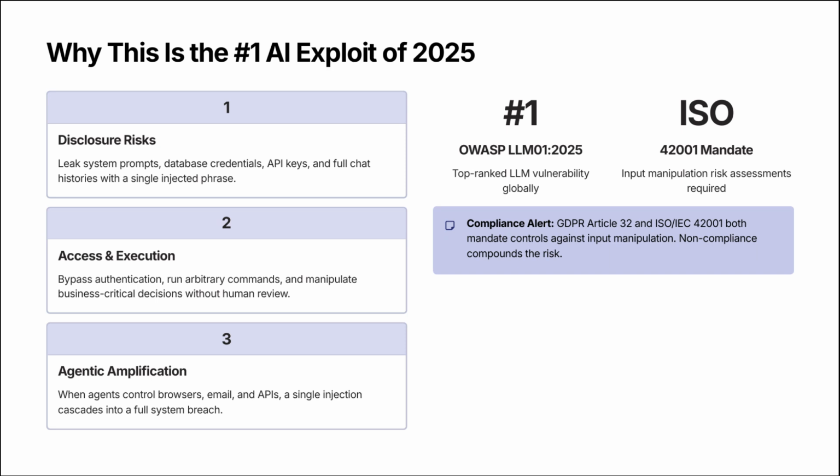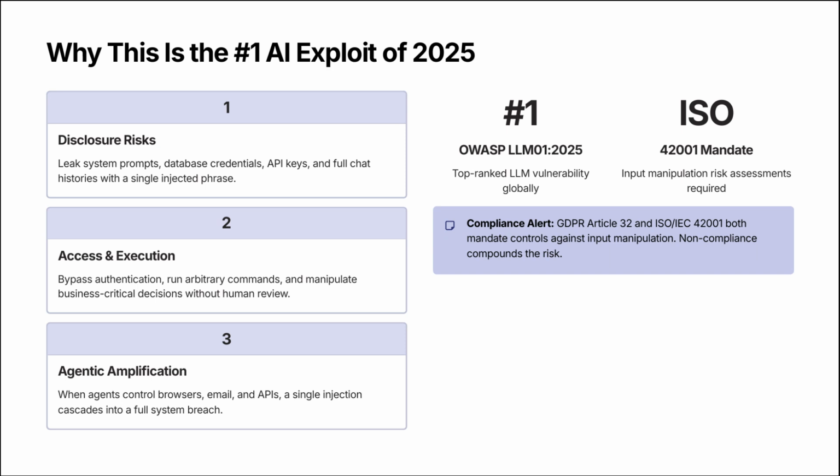That means an attacker may not need to break into infrastructure directly if the model is willing to reveal what it already knows. Second, this is not just about leaking information. It can also enable access and execution. If the model is connected to tools or workflows, prompt injection can bypass intended restrictions, trigger commands, and influence business-critical actions without human review. Third, agentic amplification makes the impact much larger.